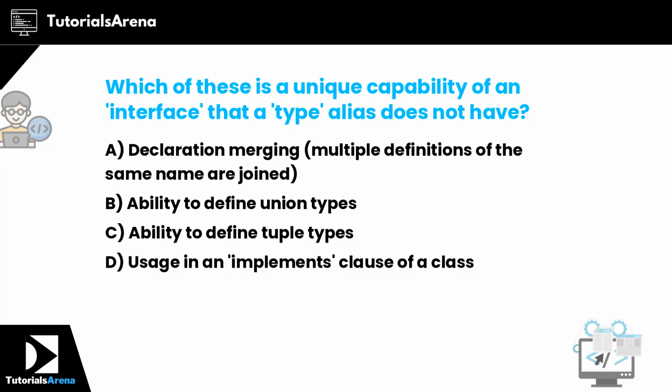Which of these is a unique capability of an interface that a type alias does not have? The correct answer is option A, declaration merging. Multiple definitions of the same name are joined.